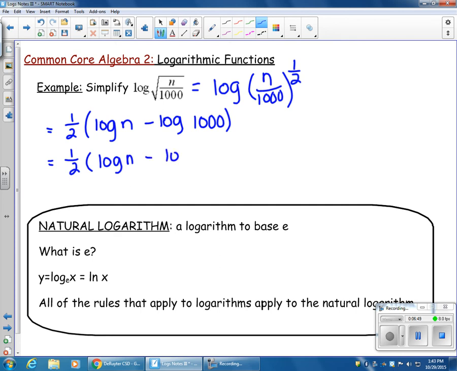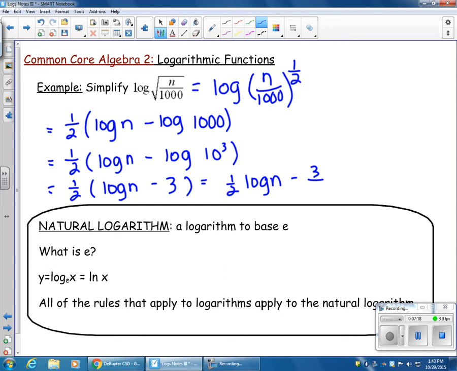Log of 1,000 can be written as 10 to the 3rd power. 3 comes out in front. Log of 10 is 1. So when we have log 10 to a power, it simply is that power. And you can leave it like this. If you distribute, you get 1/2 log n minus 3/2. Either one of those would work.